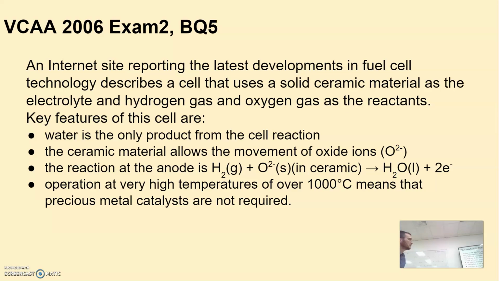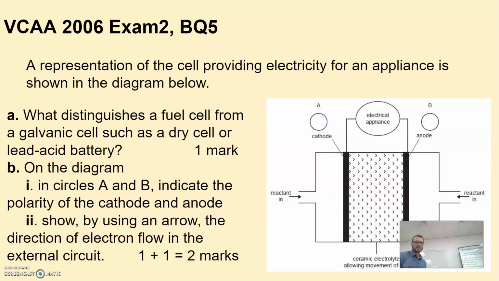An internet site reporting latest developments in fuel cell technology describes a cell that uses a solid ceramic material as the electrolyte, and hydrogen gas and oxygen gas as the reactants. Key features of this cell are: water is the only product. The ceramic material allows the movement of oxide ions. The reaction at the anode is H2 plus O2 minus goes to give H2O plus 2e minus. Operation at very high temperatures of over 1,000 degrees means that precious metal catalysts are not required. A representation of the cell is below.